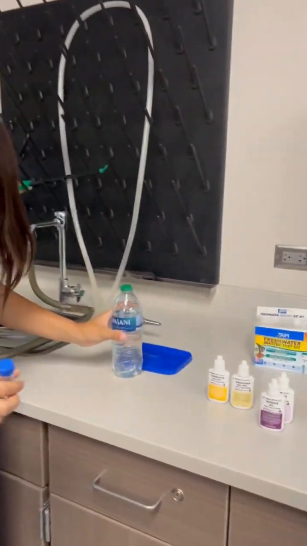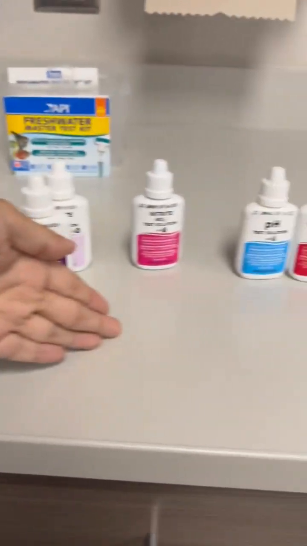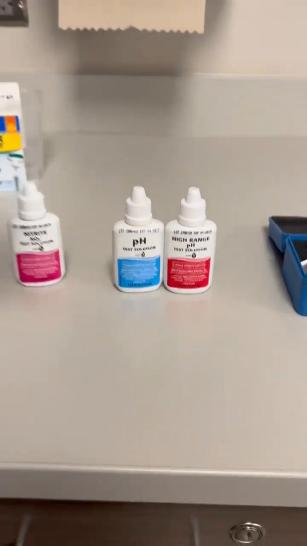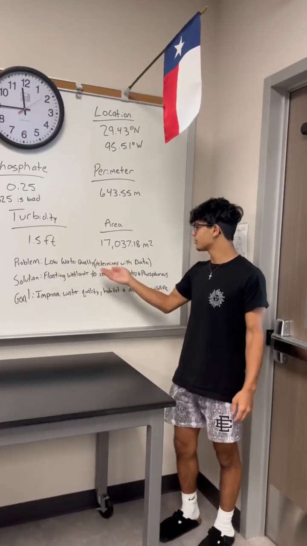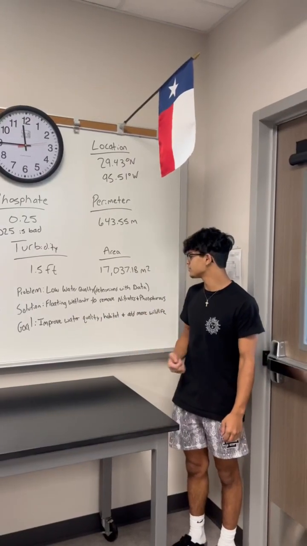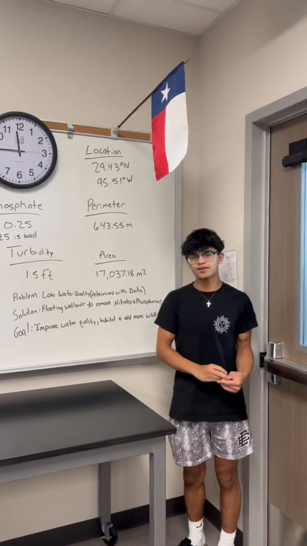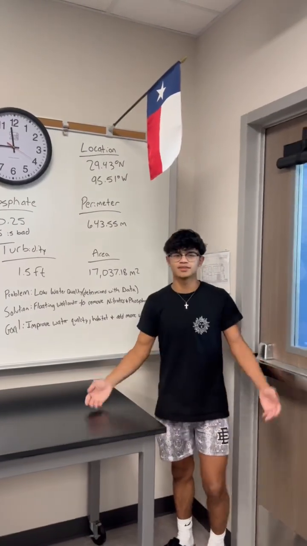Caitlin, how do we determine water quality? Well, we gather the sample from the ponds, and by that, we will test for the ammonia, the nitrate, the nitrite, and pH levels to compare with those other ponds that are considered good quality. And here are our results. Our problem was that we had very low water quality determined by our data right here. Our solution is that we want to use floating wetlands to remove nitrates and phosphorus, and our goal is to improve water quality, the habitat, and add more wildlife to our lake.